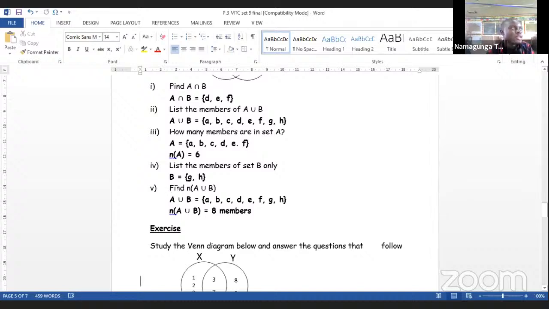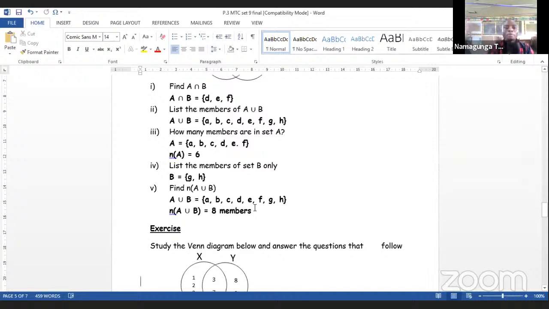So our last question here is to find the number of A union B. If they tell you to find the number of A union B, you first list the members of set A union B. And I told you, when you see this word union, it means you write all members in the two sets. So here we are having A, B, C, D, E, F, G, and H.